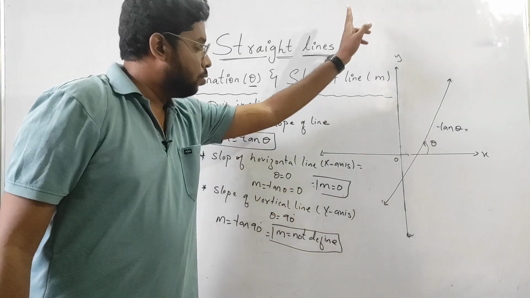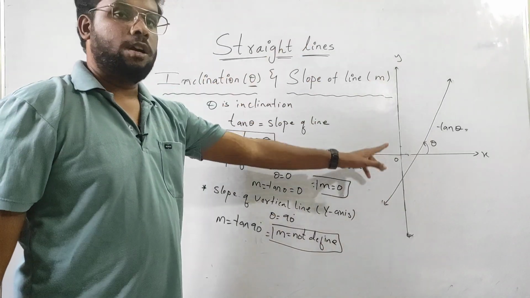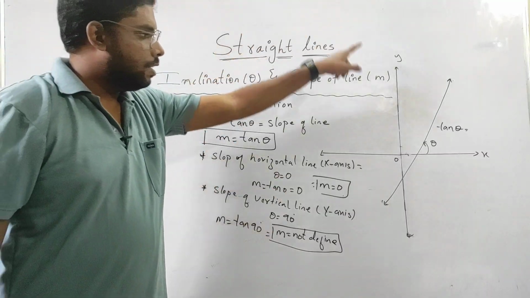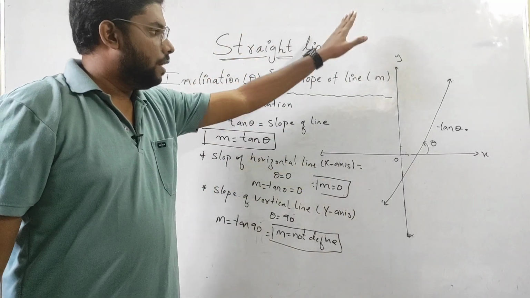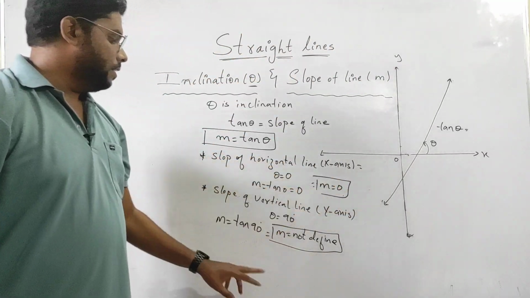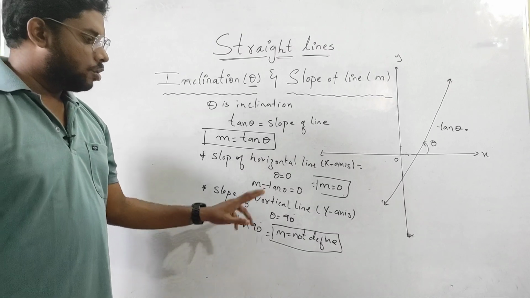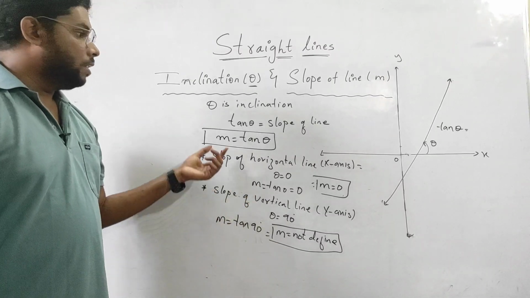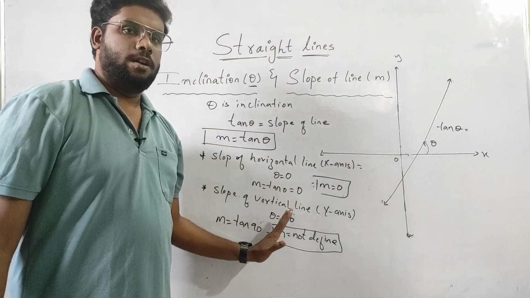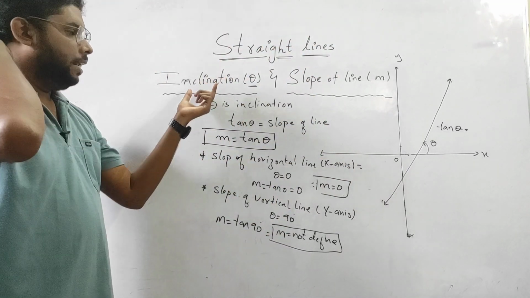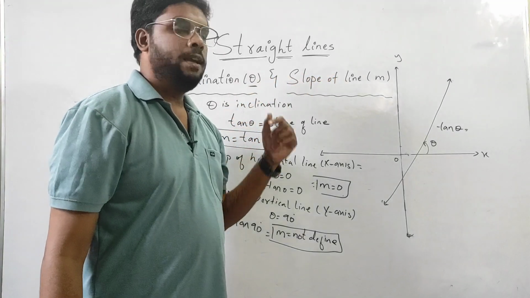Why is the slope of a vertical line not defined? We know the inclination is 90 degrees. If the inclination of the vertical line is 90 degrees, then the slope m is equal to tan 90, and we know tan 90 is not defined. Therefore, the slope of a vertical line is not defined. I hope you have understood the inclination and the slope of a line.